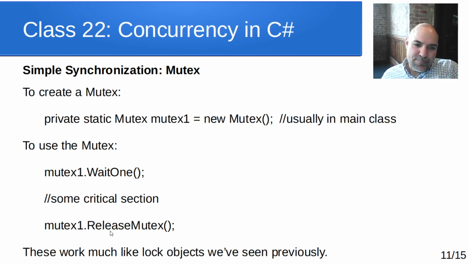A little more compact, like mutex one dot release mutex. It's kind of redundant. But then up here, it's not acquire mutex, it's wait one. It just seems a little asymmetrical to me. But this is the way you do it. And then between the wait one and the release mutex, you have your critical section. So those work pretty much like the locks that we had seen previously.